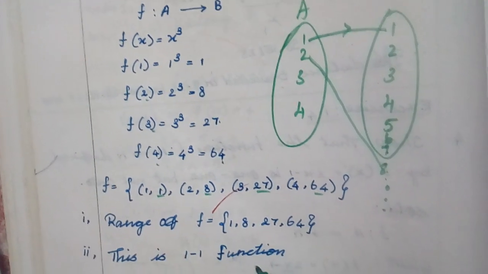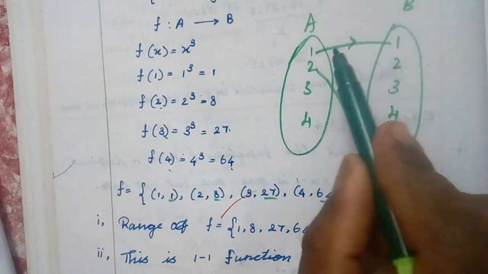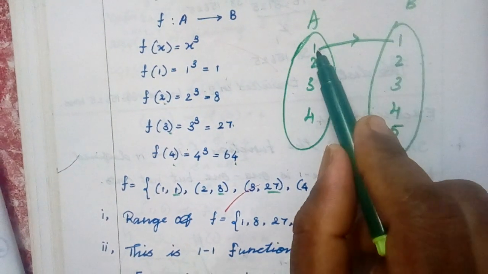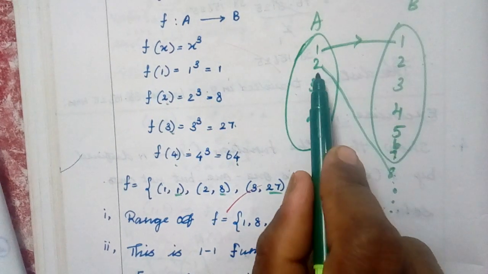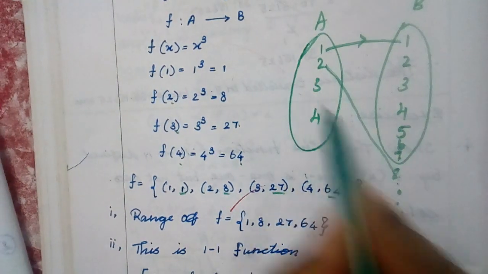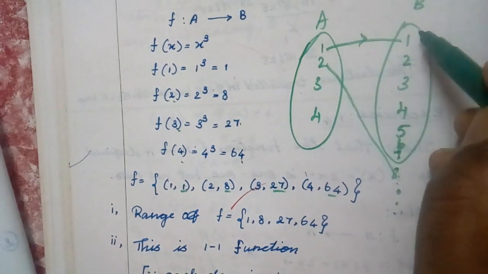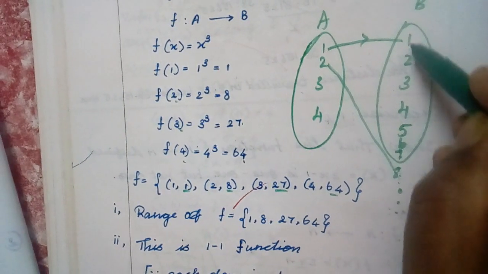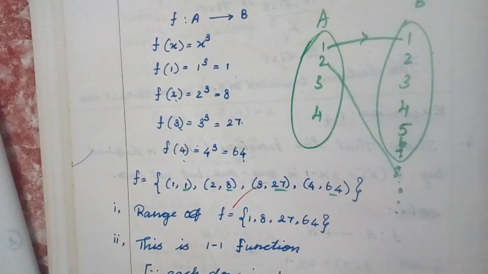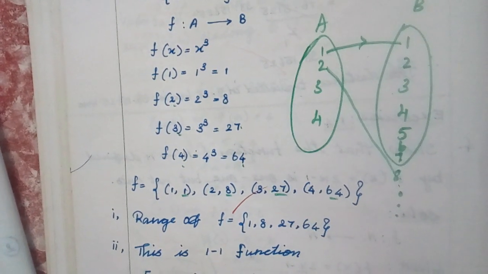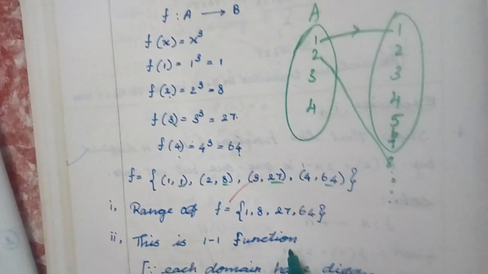Now we have to check which type of function it is. So we connect the domain with the codomain: 1 to 1, 2 connects with 8, 3 connects with 27, 4 connects with 64. The codomain is natural numbers starting from 1, 2, 3, 4 etc. So we conclude that each element of the domain has a different image. So it is a one-to-one function.